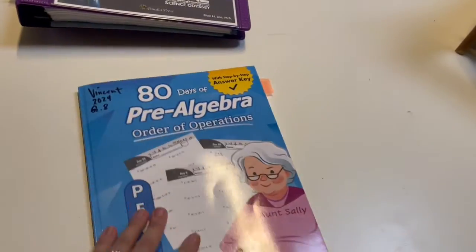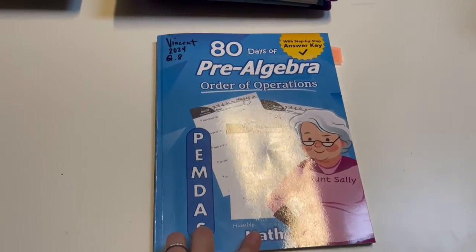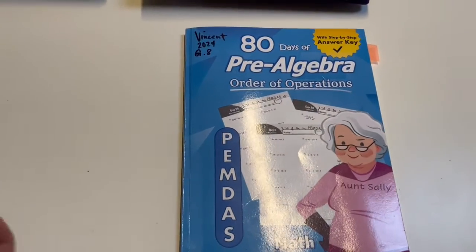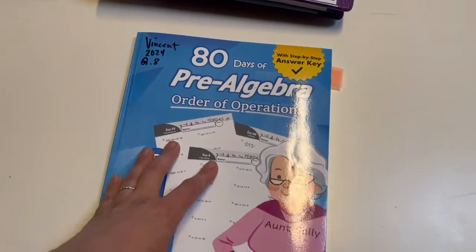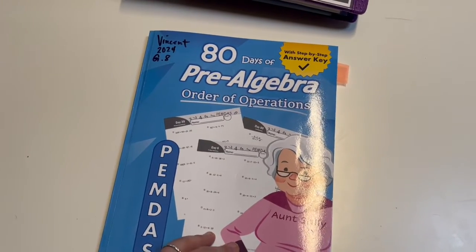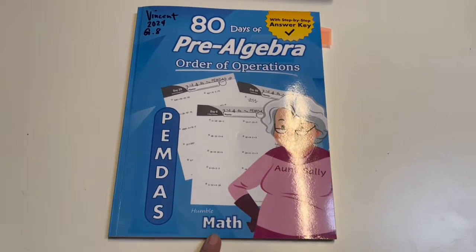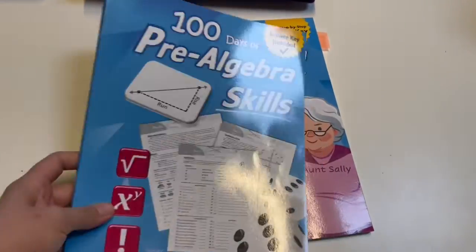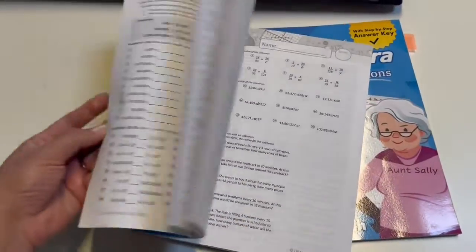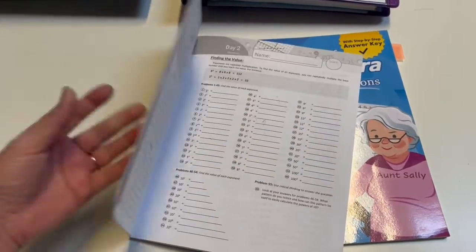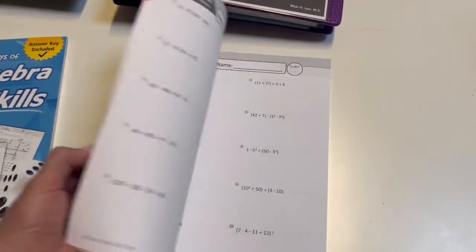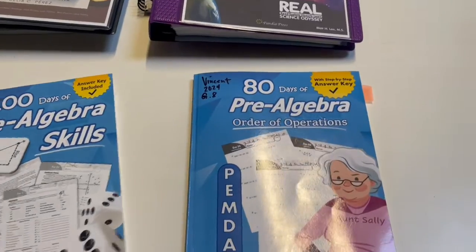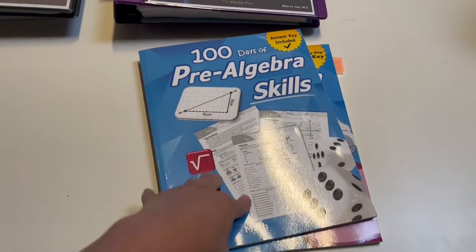And then math. I also mentioned that I ended up signing him up for Teaching Textbooks. So he's doing Algebra 1. That was recently. Before that, he was working through this book here, which is the 80 Days of Pre-Algebra Order of Operations. This is by Humble Math. They're very inexpensive through Amazon. So I had set 2 aside for him. This is the other one. This one we never really got into. I might have him get into it in the next couple of weeks. But right now he's just working through this one. And like I said, he's also working through Teaching Textbooks, Algebra 1.